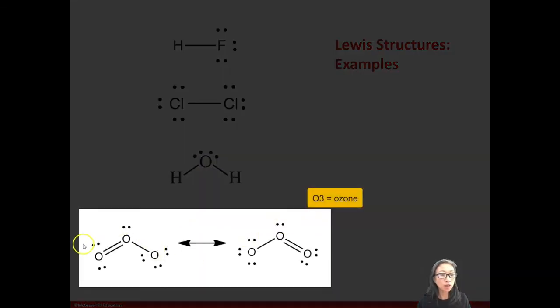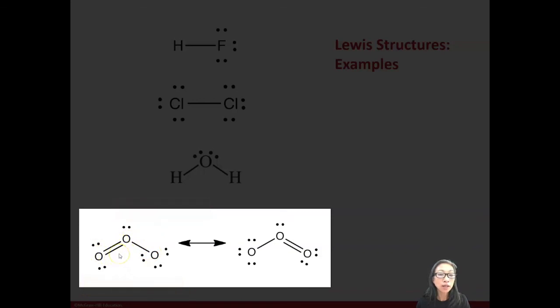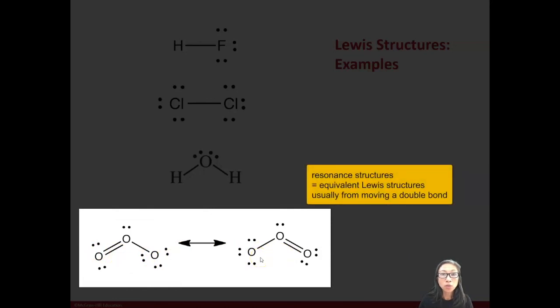In this example, you've got O3. That's ozone. Ozone has 3 oxygens, and there's a central oxygen. One oxygen is bonded with a single bond, and on the other side, on the left side, you can see a double bond. What's shown here are what are called resonance structures. That's when you can swap the position of a double bond with a single bond and have an equivalent Lewis structure. Equivalent Lewis structure means that the same rules apply.